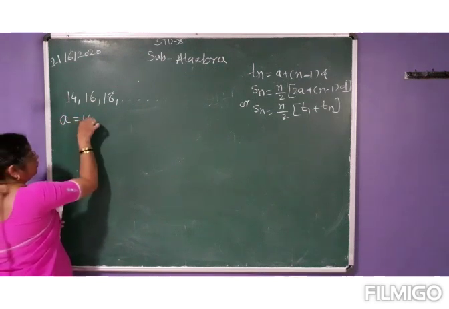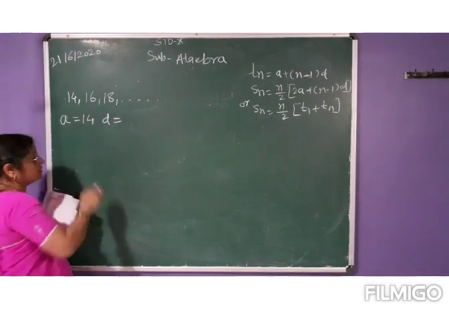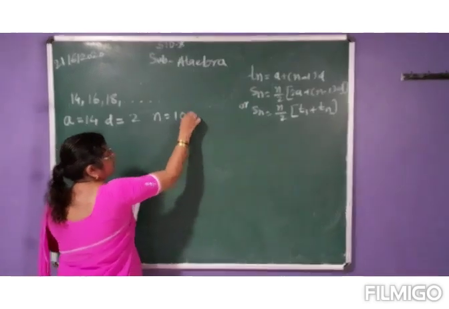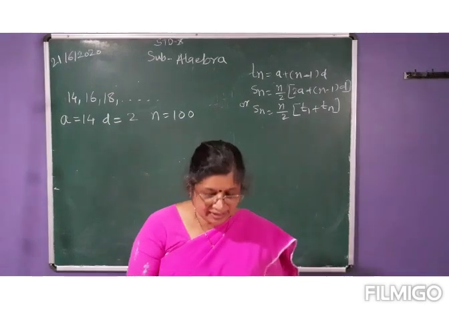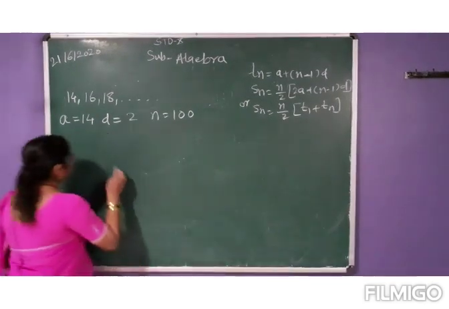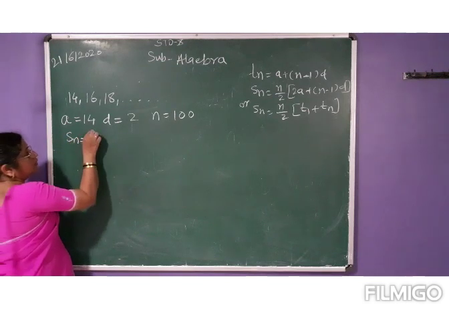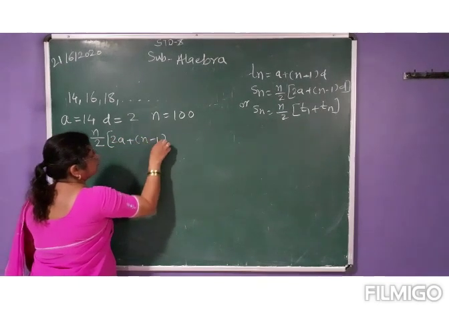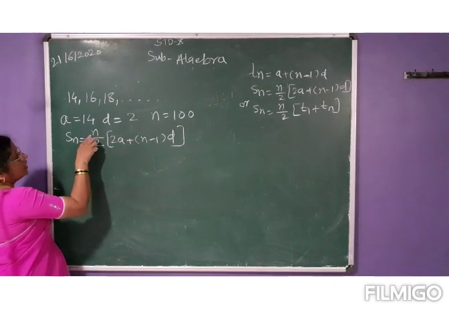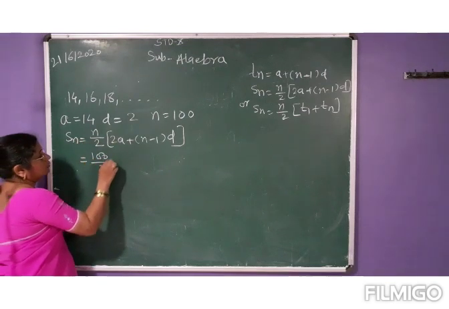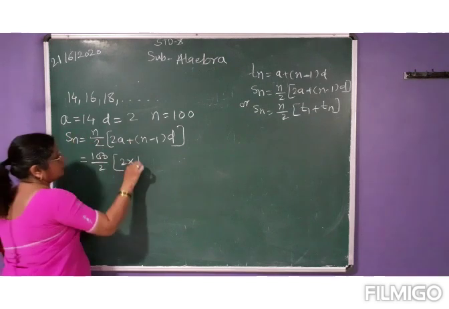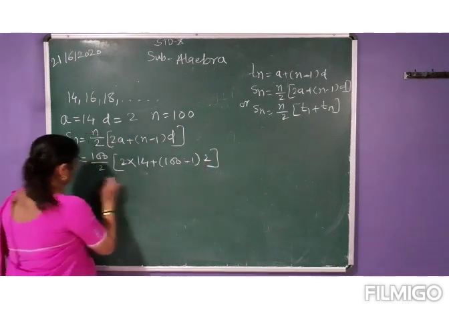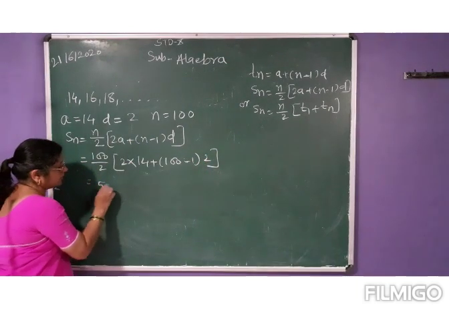Now here a is 14. d you can find out: 16 minus 14, that is 2. And how many terms are there? 100 terms, right? Because we have to find the sum of 100 terms. Now always remember, you have to write a formula. Sn is equal to, now here I will use this formula, n upon 2 [2a plus (n minus 1) into d]. Now n is 100. 100 upon 2 into 2a, a is 14, plus 100 minus 1 into d, d is 2.